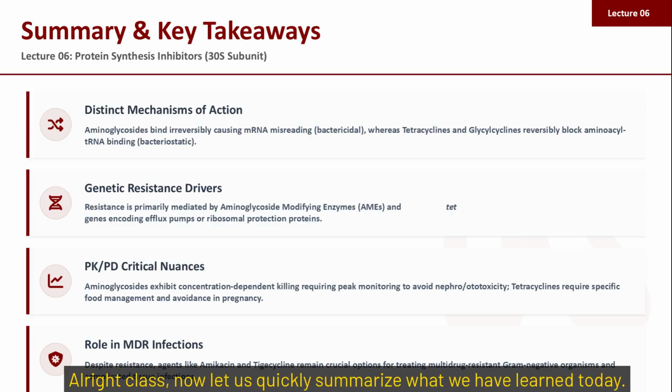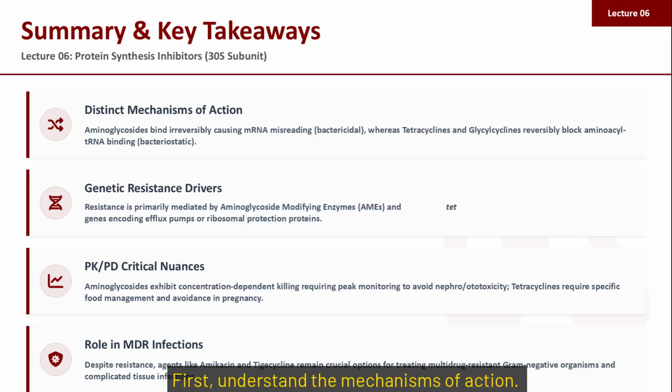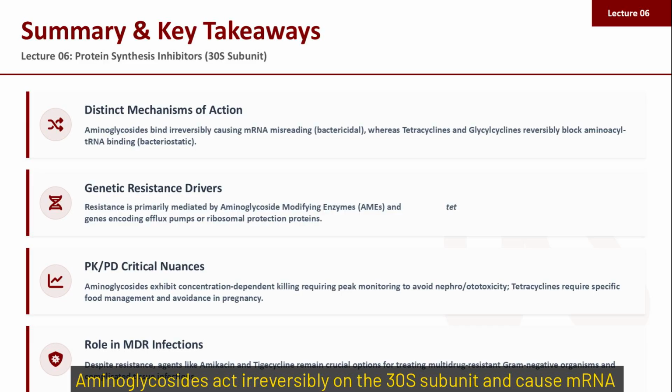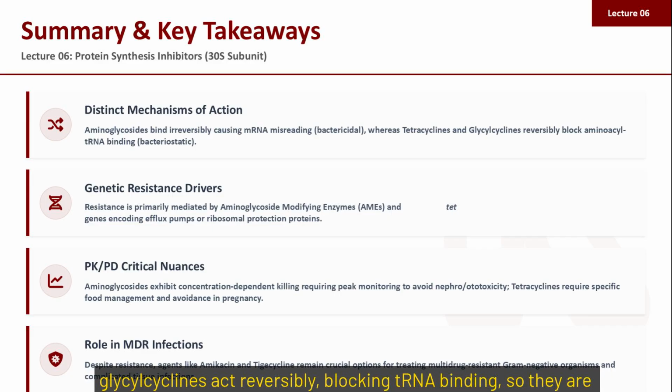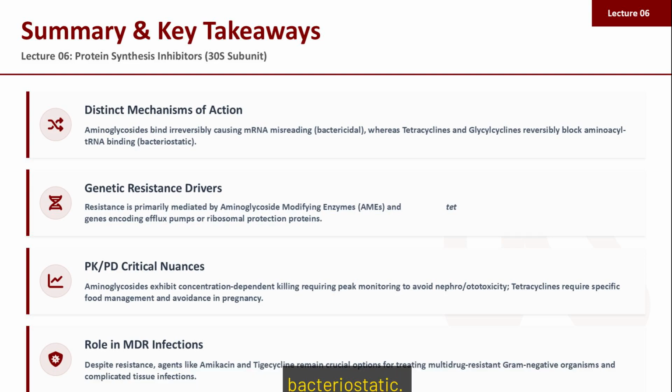Alright class, now let us quickly summarize what we have learned today. First, understand the mechanisms of action. Aminoglycosides act irreversibly on the 30S subunit and cause mRNA misreading, so they are bactericidal. In contrast, tetracyclines and glycylcyclines act reversibly, blocking tRNA binding, so they are bacteriostatic.